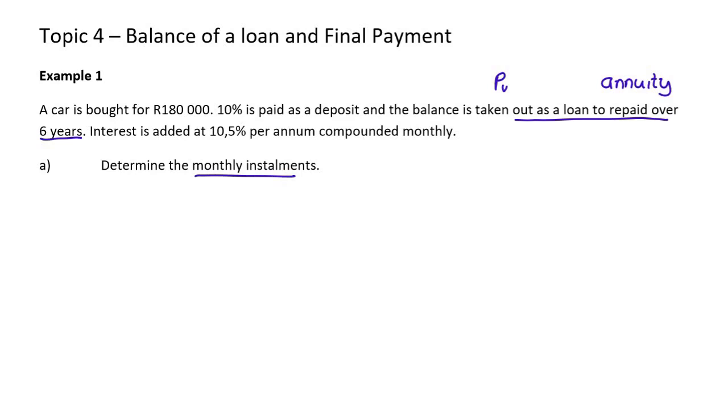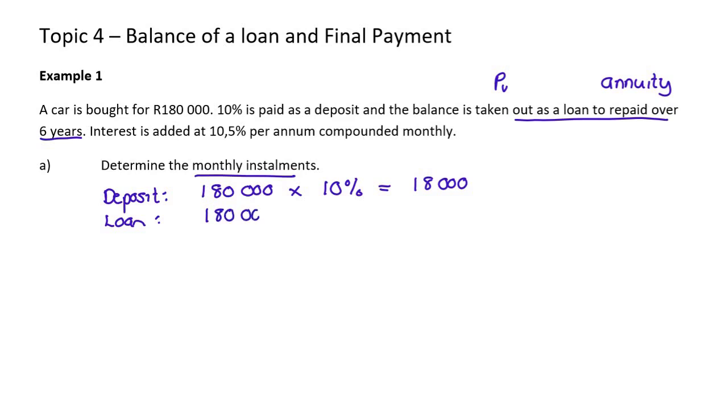Well, first of all, there was a deposit, which was 10% of 180,000. So that's just a little bit of an extra hoop to jump through. So you could just times this by 90% to figure out the loan, or you could find out what the deposit was, and therefore the loan is 180,000 take away this deposit. So that means my loan is 162,000 Rand.